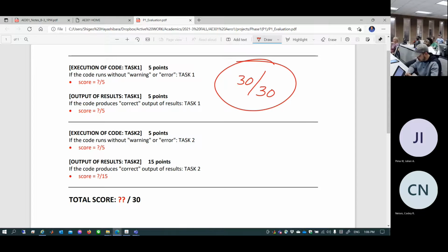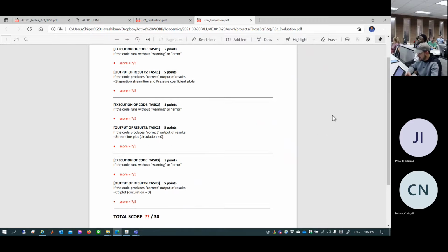And then starting from phase 2A and 2B, now I'm going to seriously evaluate. So this is the phase 2 evaluation. Again, 30 points, but task 1, if it runs, 5 points, if it gives the correct result. Correct result is correct result. I can compare against my own result. If it looks like a circular cylinder, it's correct. If it's not correct, obviously a 5 or 0 situation. So this is the evaluation for phase 2A, which is flow of a circular cylinder.